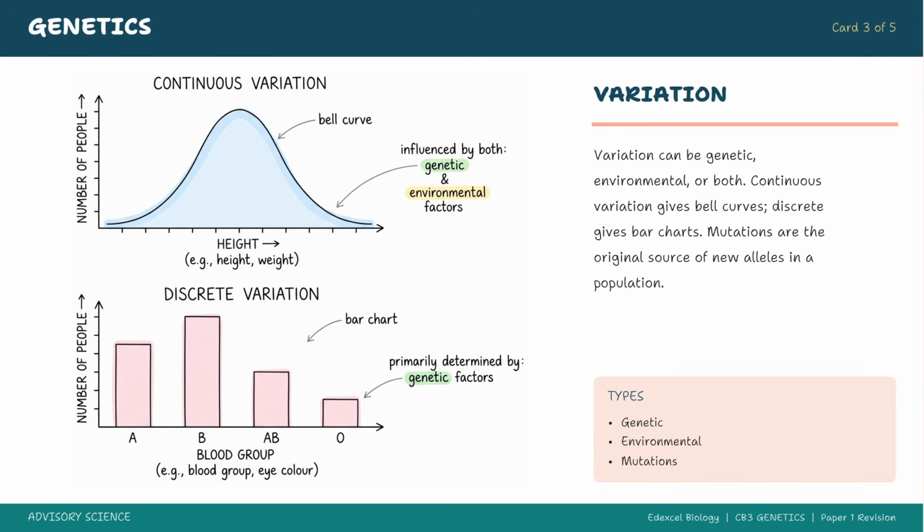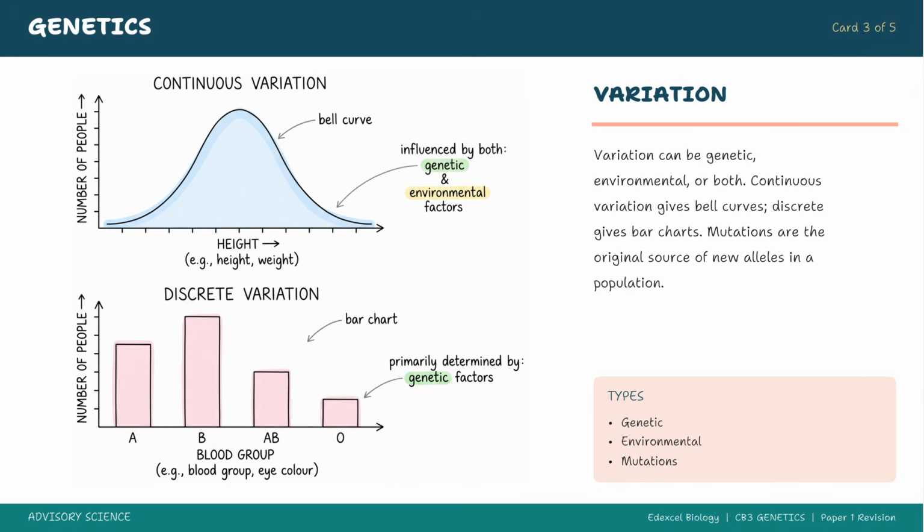Variation also appears in 2 shapes when plotted on a graph. Continuous variation, where any value is possible, like height, gives you a smooth bell curve. Discrete variation, where individuals fall into distinct categories, like blood group, are you A, B, AB, or O, gives you a bar chart. So remember, a bell curve is continuous and a bar chart is discrete.